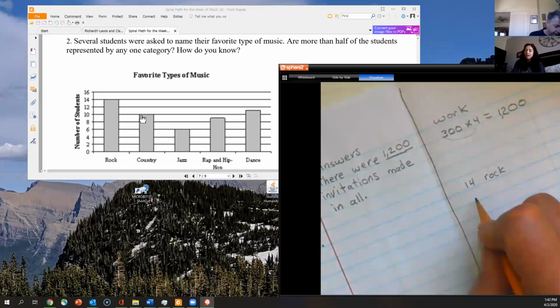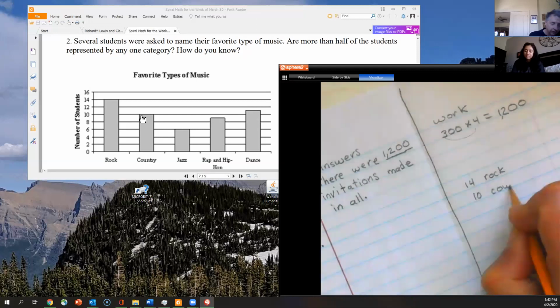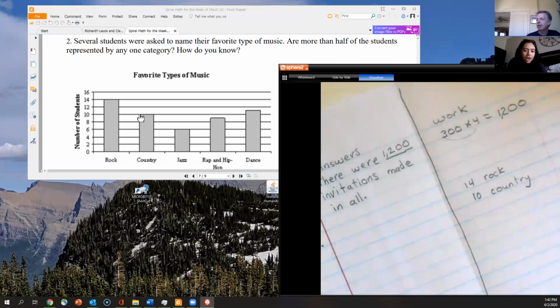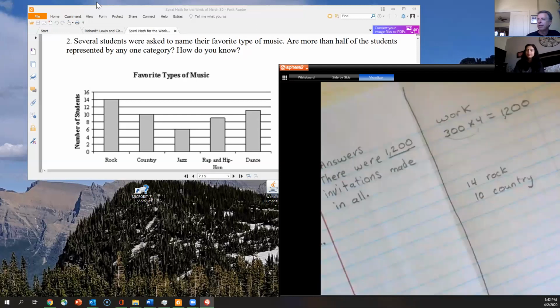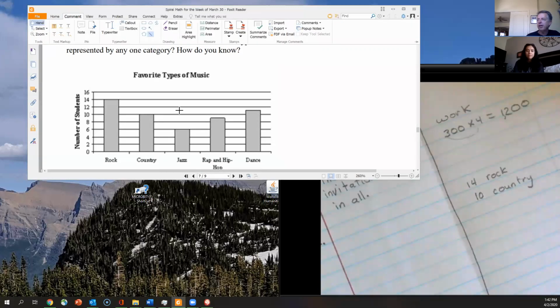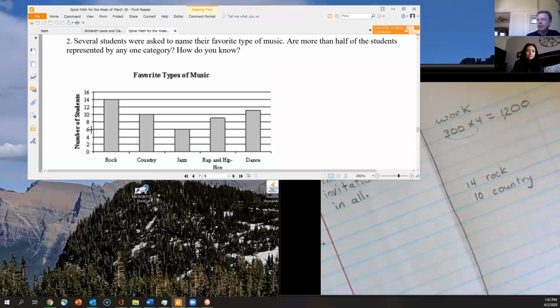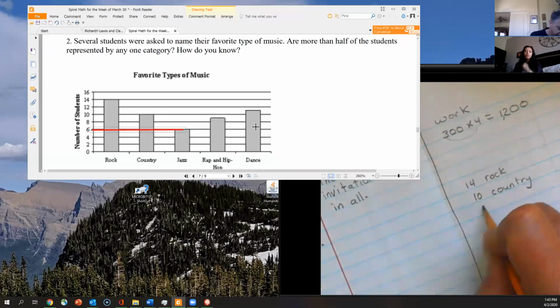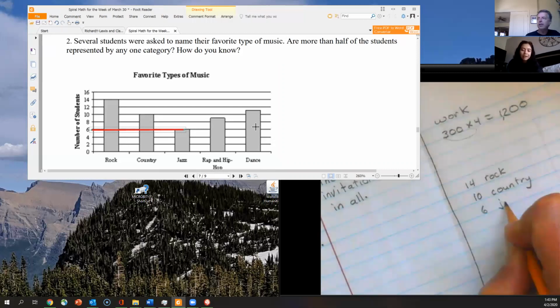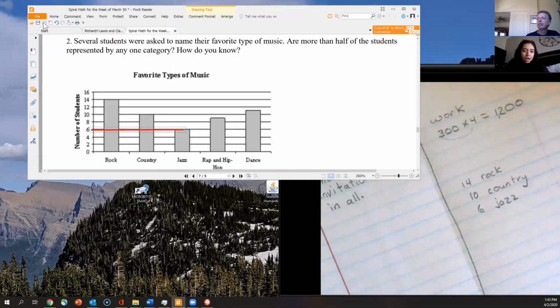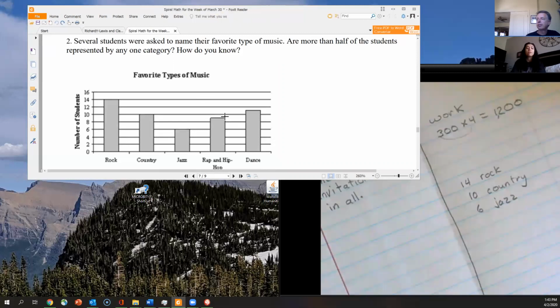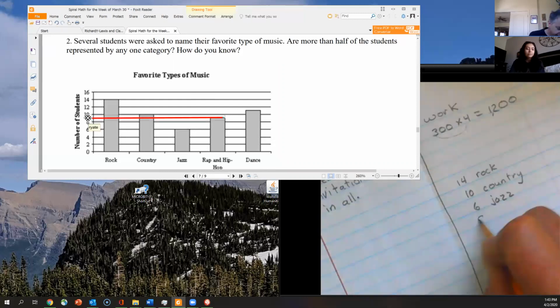And then I added 10. And then for jazz, there were 6. Jazz is 6. And then rap and hip hop was in between 8 and 10. So that means that there were 9 students that liked rap and hip hop. I'm just marking that off so everyone sees where we got that. 9 liked rap and hip hop.